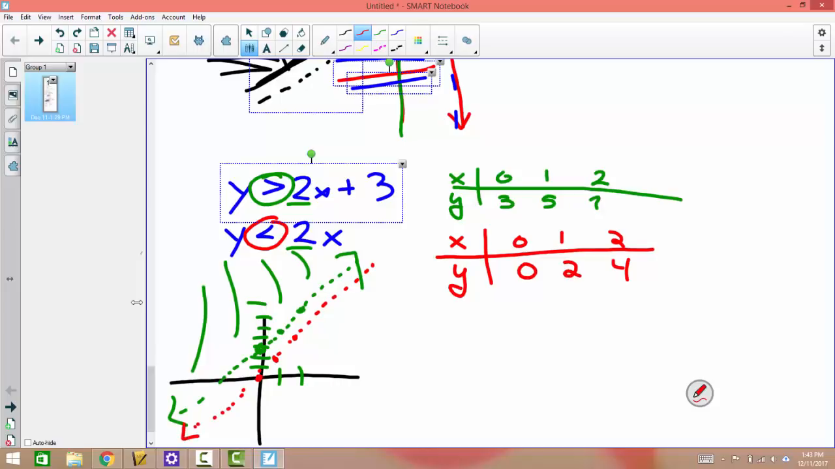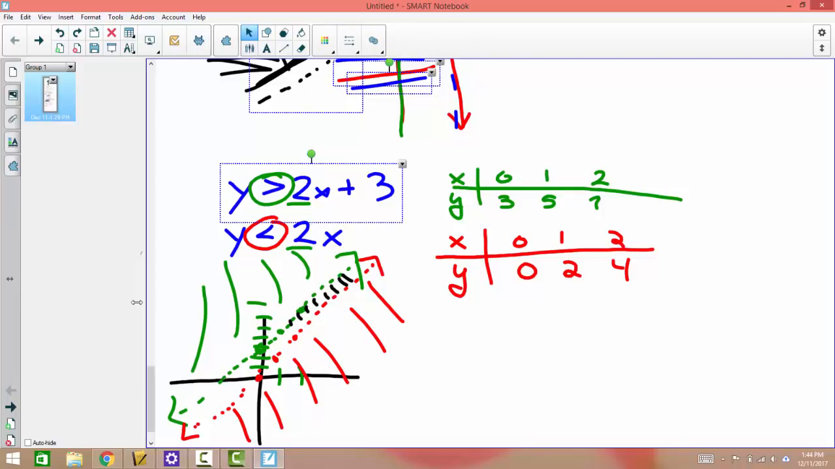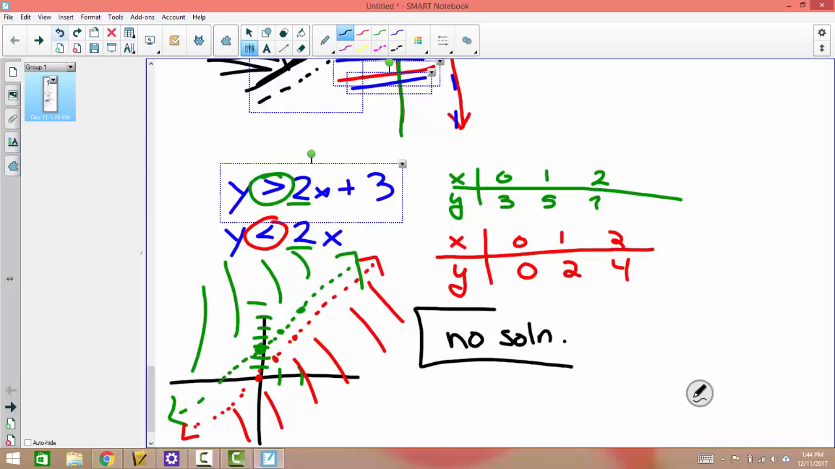Parallel. They're never going to cross, but these are inequalities, and this is less than, so this is shaded below. So there is no place that this is double shaded. If the inequalities were both opposite, it could be the region in the middle if the green one was below and the red one was above, but they're not that way. So there is no place that there's double shading, so this is no solution. No ordered pair will satisfy both of these. There's no place that it is double shaded.